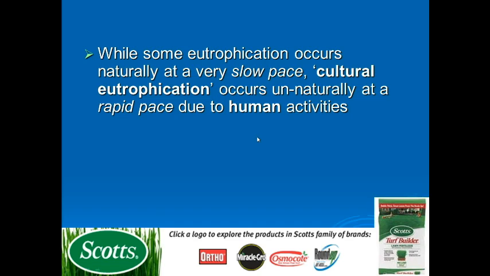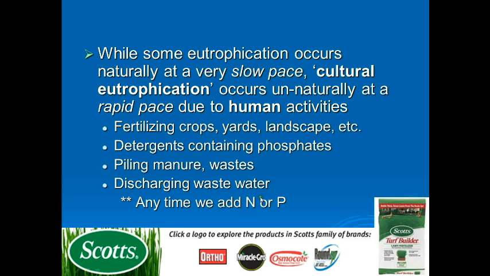Some eutrophication occurs naturally at a very slow pace. However, if it's due to human activities, it happens very rapidly. And one of the things that's to blame is all of our fertilizers. That's what this is trying to tell us. Right? Fertilizing crops, yards, and landscapes leads to cultural eutrophication. Detergents can, piling manure and waste at ag sites. Anytime we add nitrogen or phosphorus to the water, we are leading to eutrophication.